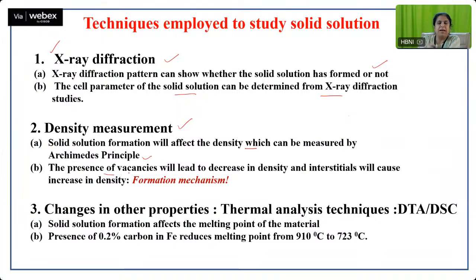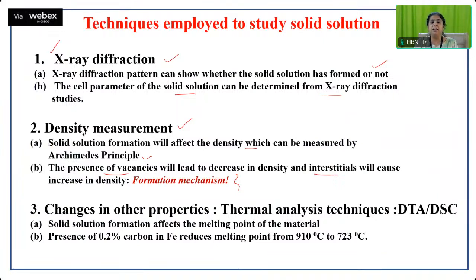As you can expect, the presence of vacancies will lead to a decrease in density, and the presence of interstitials will cause an increase in density. This will give us an idea of the formation mechanism, whether you're working with cation excess and anion excess, or you're working with cation deficient and anion deficient, of course, depending on the relative charges of host and guest ion.